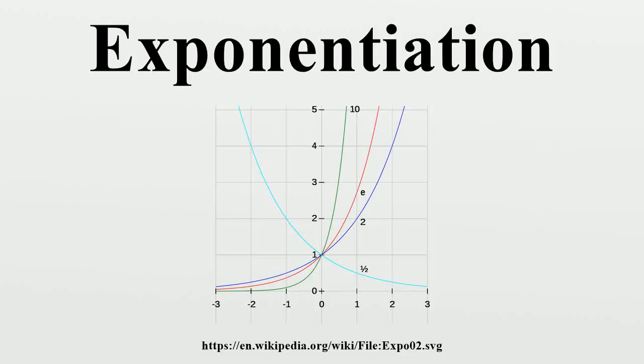Exponentiation is a mathematical operation, written as b^n, involving two numbers, the base b and the exponent n. When n is a positive integer, exponentiation corresponds to repeated multiplication of the base. That is, b^n is the product of multiplying n bases. In that case, b^n is called the nth power of b, or b raised to the power n. The exponent is usually shown as a superscript to the right of the base.